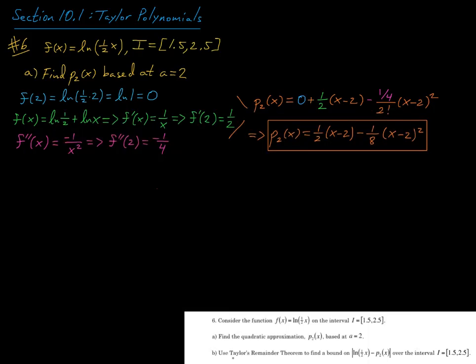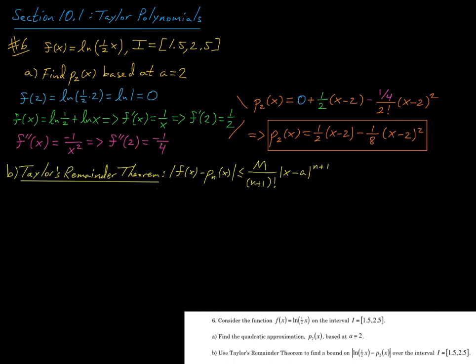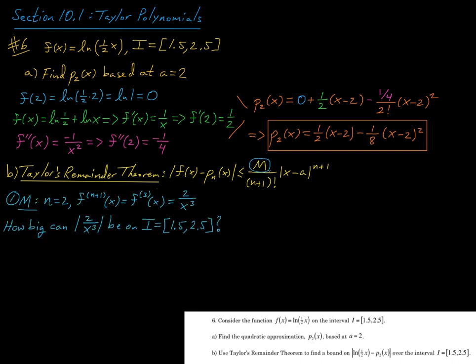It says use Taylor's remainder theorem to find a bound on the absolute value of this difference over this interval I from 1.5 to 2.5. All right, so we're going to use Taylor's remainder theorem, which recall says that this difference in absolute value, in other words, the error, can be no larger than this quantity, M over n plus 1 factorial times the absolute value of x minus a raised to the n plus first power. Now, it's really a two-step process. We first want to find M, and remember M was a bound on the n plus first derivative of f on this interval I.